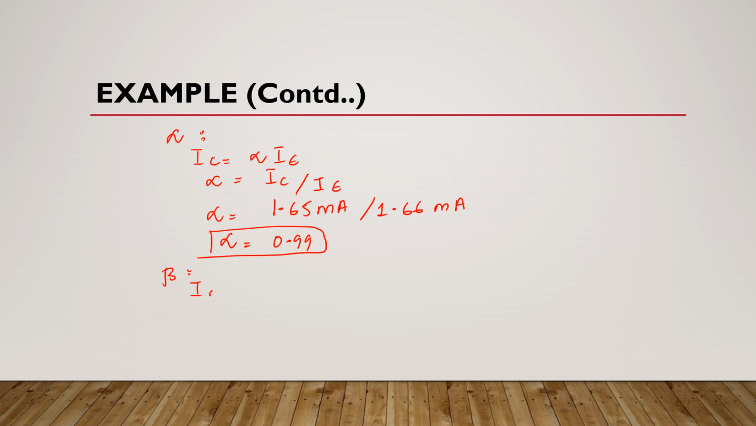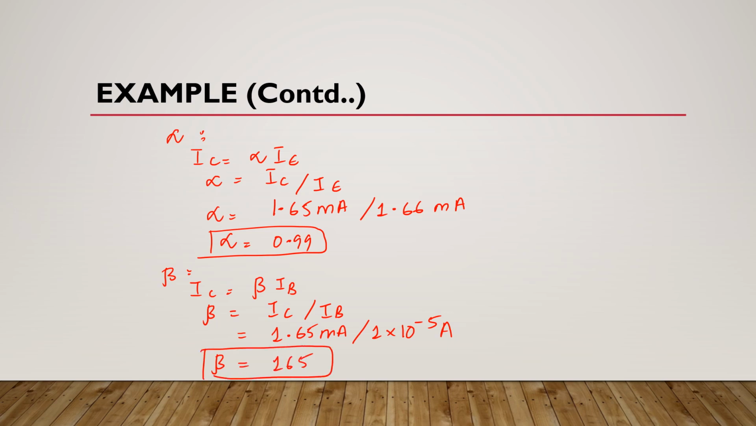For beta we will use this equation: IC is equal to beta IB. It means beta is equal to IC divided by IB. Here we know that IC is 1.65 milliamperes and IB is 1 into 10 raised to the power minus 5 amperes, and after solving this we will get beta is equal to 165. Okay, so these are your answers. It means now you have calculated all nodal voltages and all terminal currents and this alpha and beta.